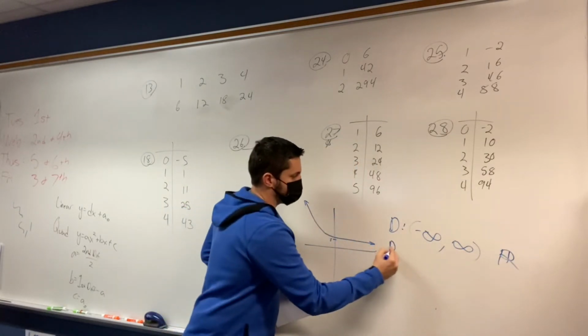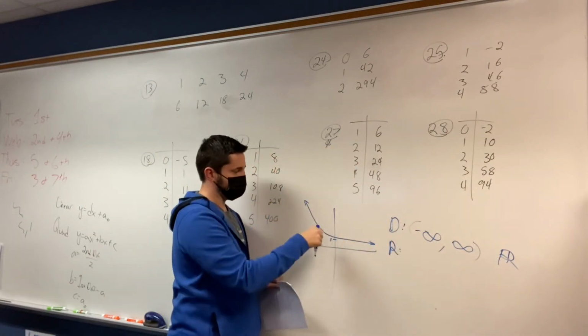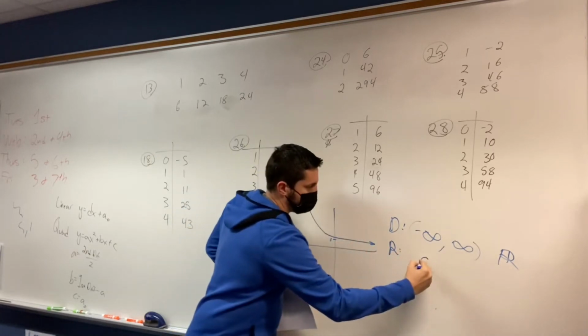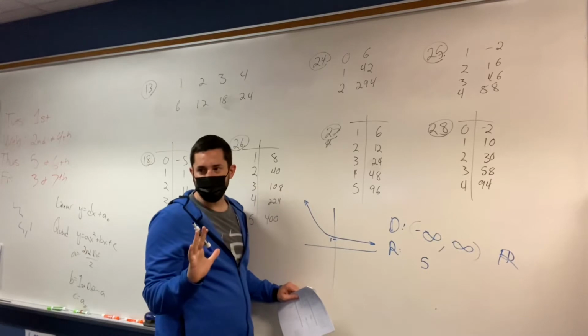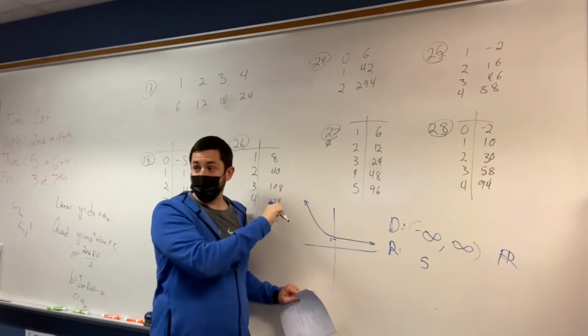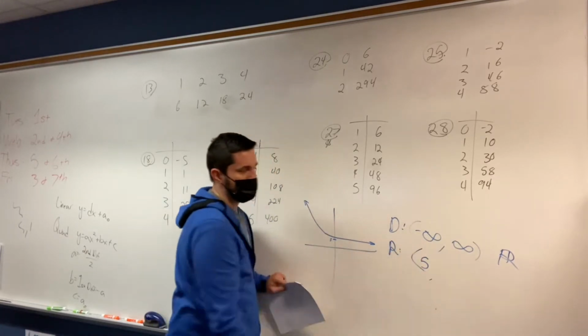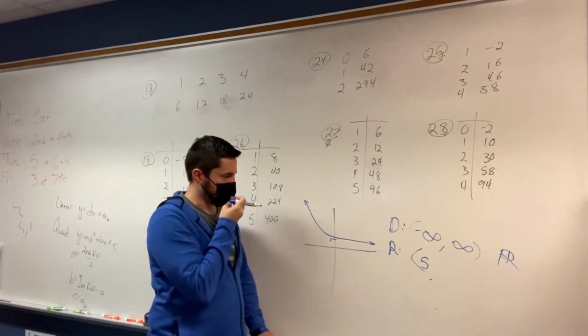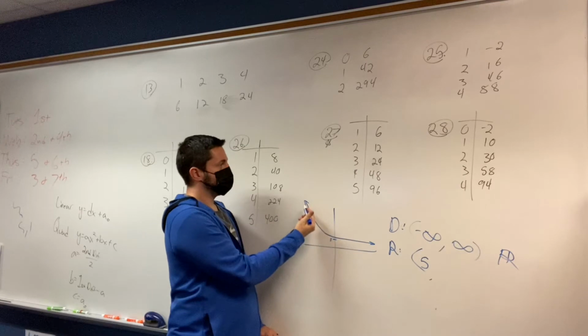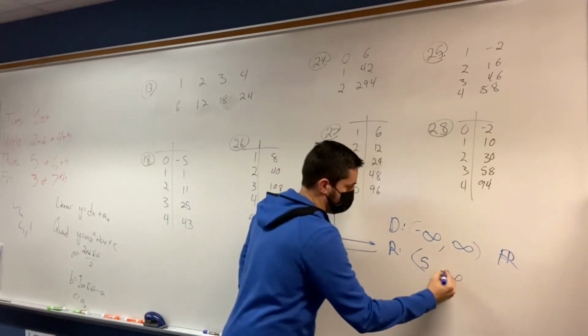The range, the lowest value is 5. But does it ever cross 5 based on what I just talked about? No, it's going to get really close to 5, but it does not include 5, hence the parenthesis instead of a bracket. And then the highest value, infinity and beyond.